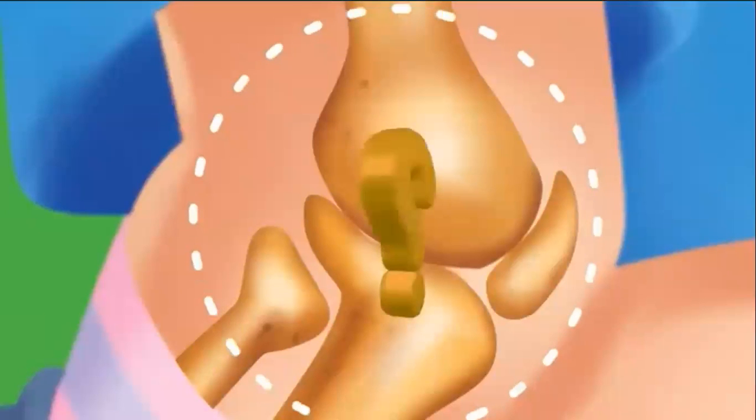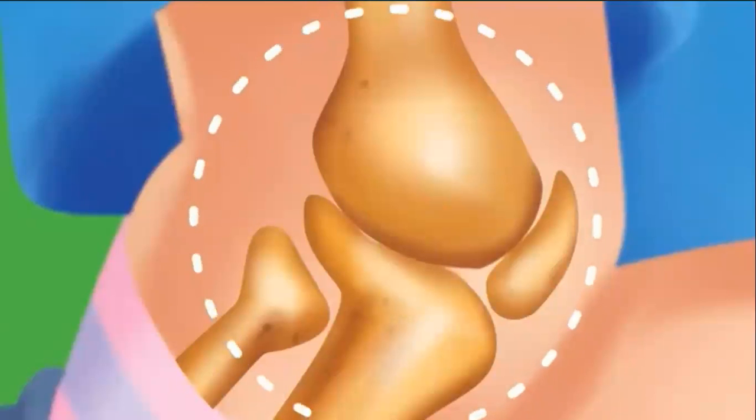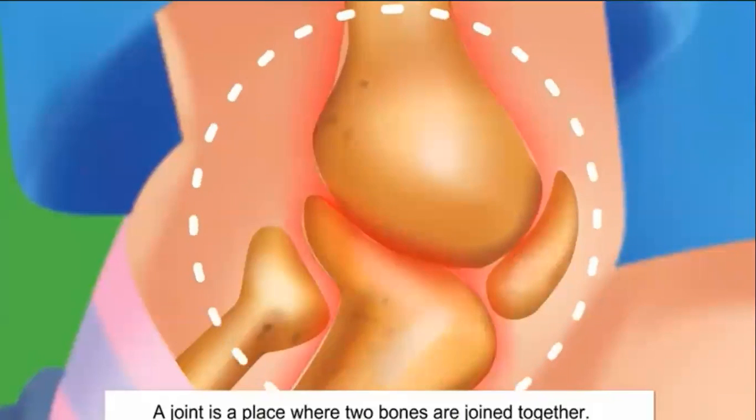Two kinds of bones are connected together with the help of something. That's what we are discussing now.